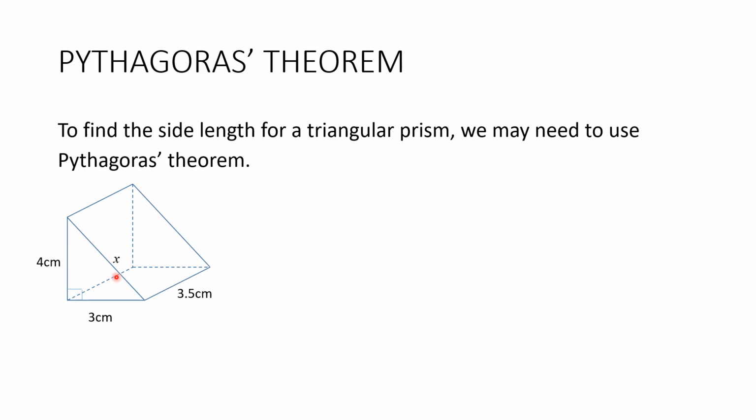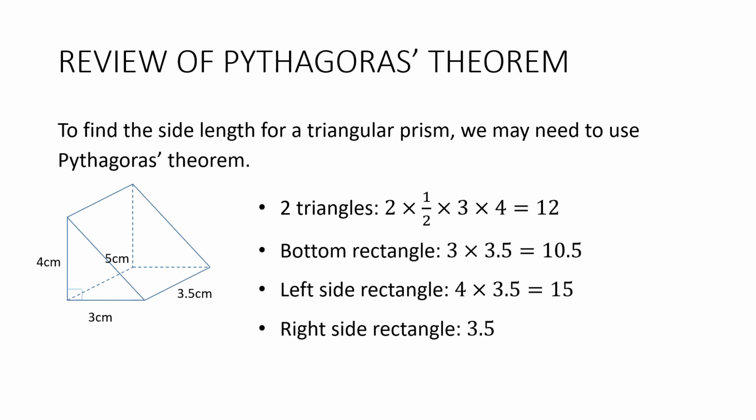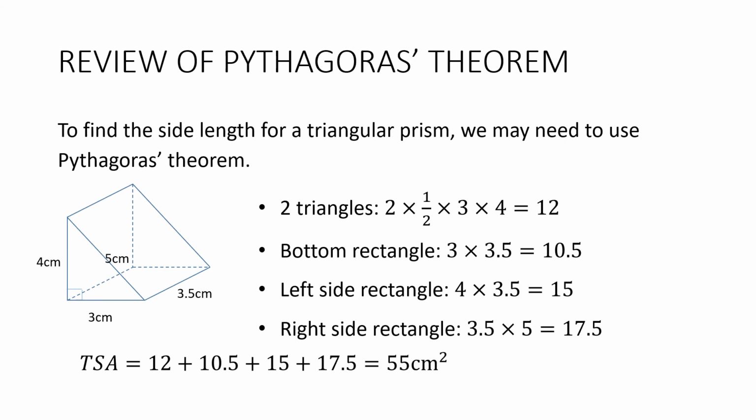So let's set up Pythagoras' theorem here. X squared is equal to 3 squared plus 4 squared, which is equal to 9 plus 16, which is equal to 25. And so x is the square root of 25, which is 5. And now that we know that, we can continue working out our surface area. So the right side is going to be 3.5 multiplied by 5, which is 17.5 centimeters squared. So our total surface area is 12 plus 10.5 plus 15 plus 17.5, which is 55 centimeters squared.